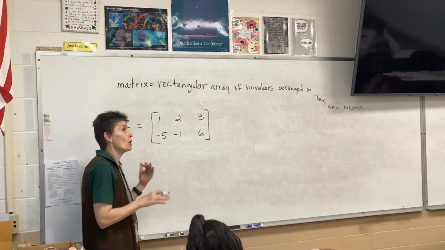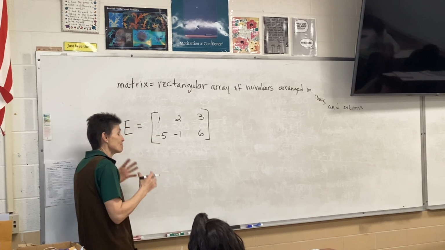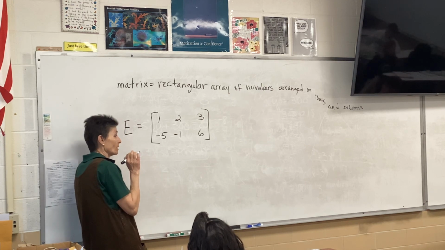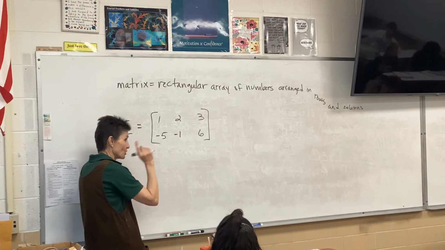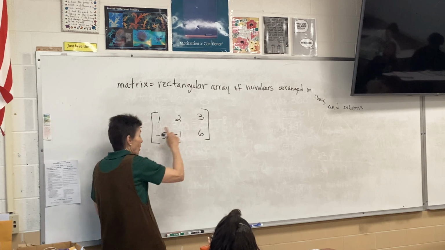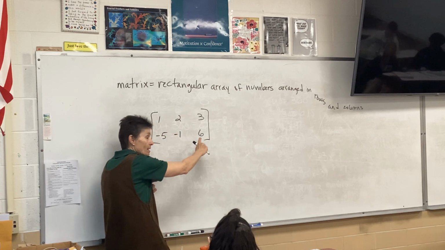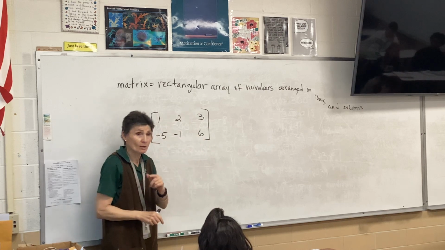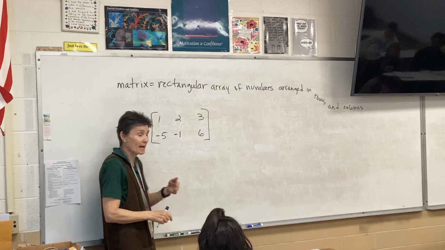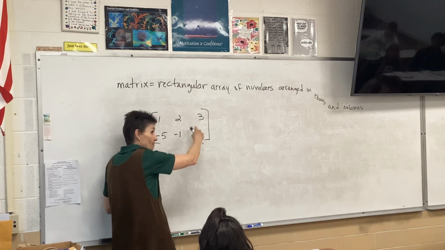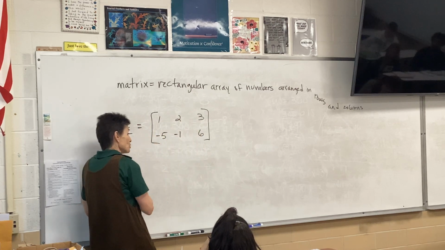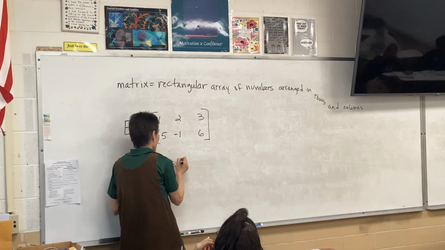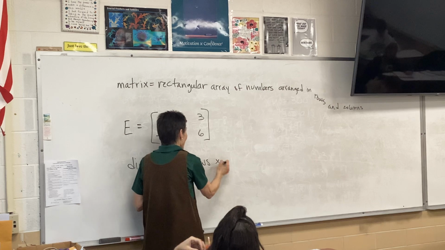Now, this seems so basic, but kids mess this up and it is disastrous. Rows are like in a bleachers. Rows go this way. So these are rows. This matrix has 2 rows. Columns are like at the White House. They go up and down. So these are columns.